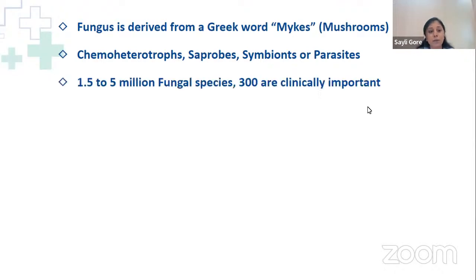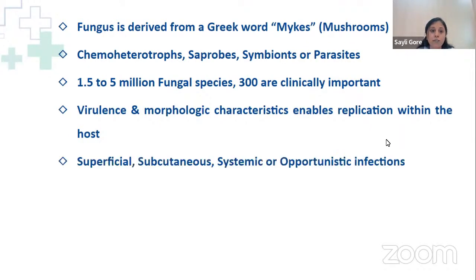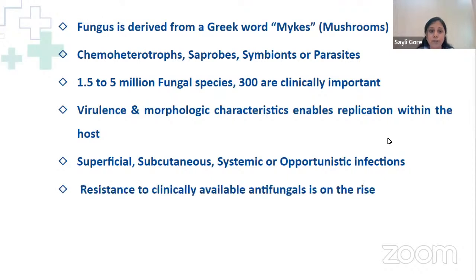Currently there are about 1.5 to 5 million fungal species, and almost 300 of them are clinically important and are known to cause infections. Their virulence and morphologic characteristics enable replication within the host. They cause different kinds of diseases such as superficial infections, subcutaneous infections, and systemic or opportunistic infections. We'll discuss them in the coming slides.